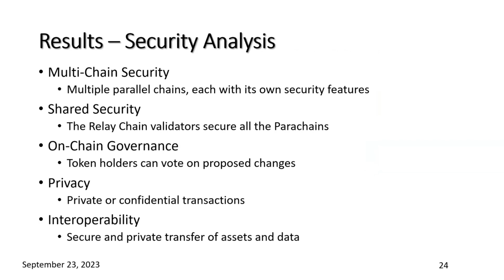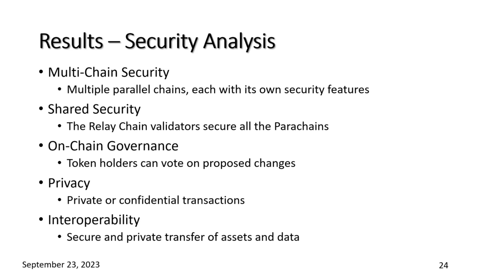These are other metrics that our results are built on. Polkadot's unique architecture allows for multiple parallel chains, each with its own security feature, which provides us a more resilient system. Another one is shared security, which means that all parachains on Polkadot benefit from shared security, as they are all secured by the network's validators. We have on-chain governance, which means that Polkadot's on-chain governance system allows for community-driven decision-making, ensuring that any changes are made in a transparent way.